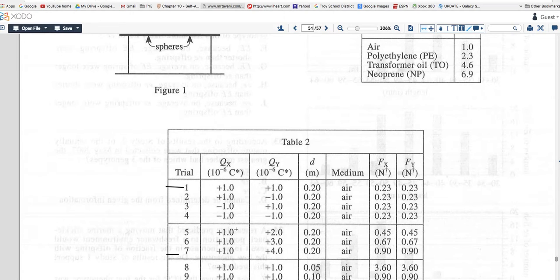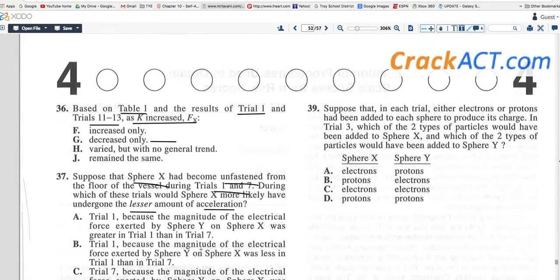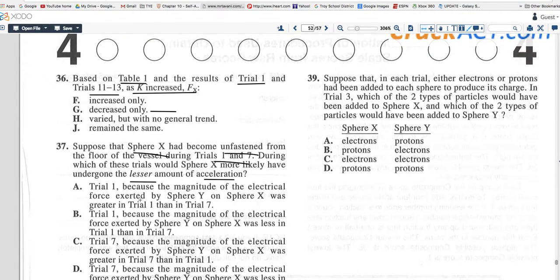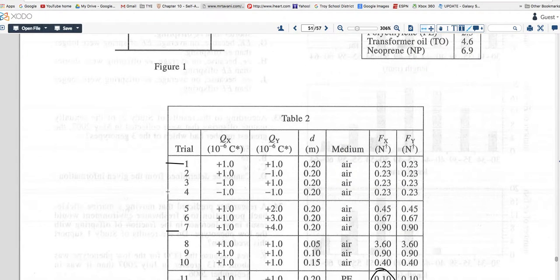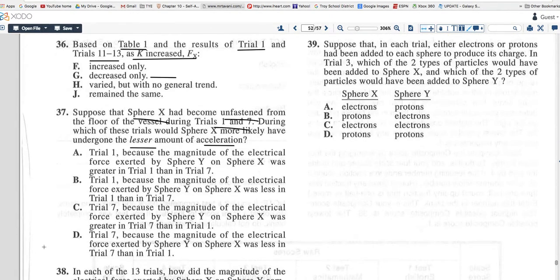This is a bit of prior knowledge, because you need to understand the idea that like charges repel. Okay? So, if those two repel, which one do you think is going to have a lesser acceleration? Remember, this one had a 1-to-1 charge. This one had 1-to-4. So which one, Varun, do you think is going to have the lesser acceleration? Trial 1. Good. Trial 1 because it has less charge on both spheres. So that gets rid of C and D.